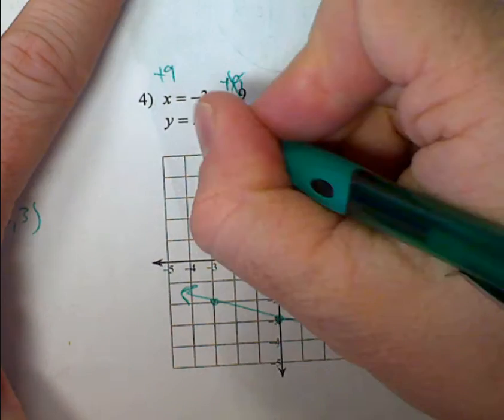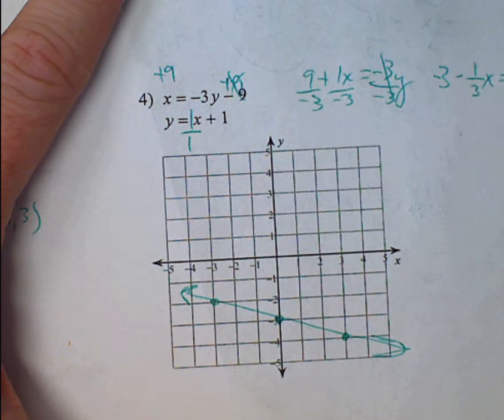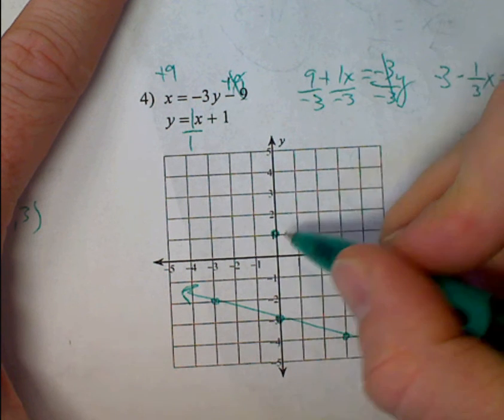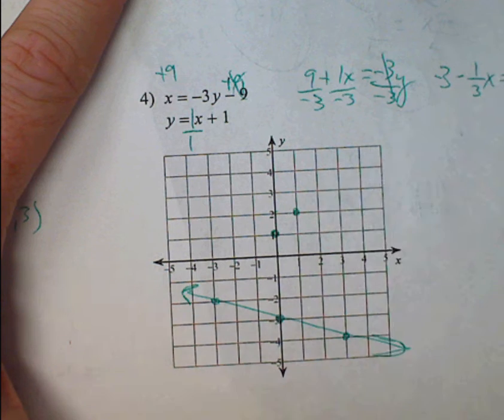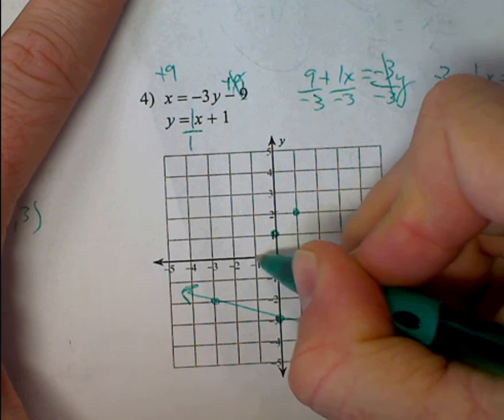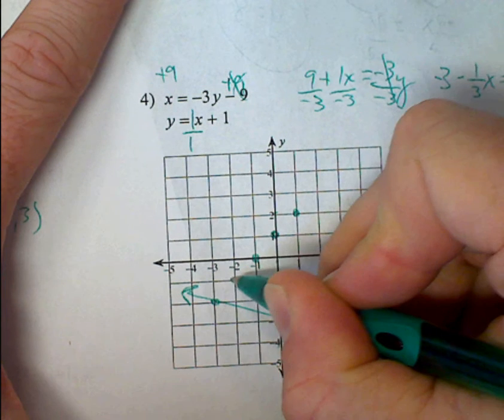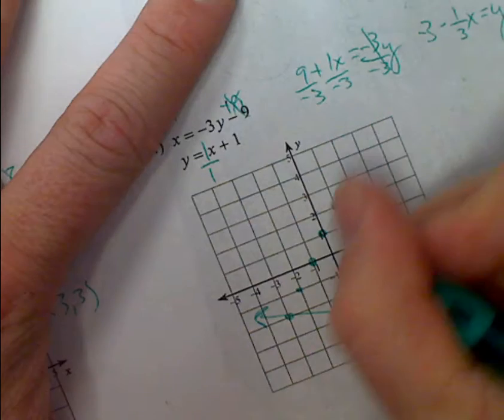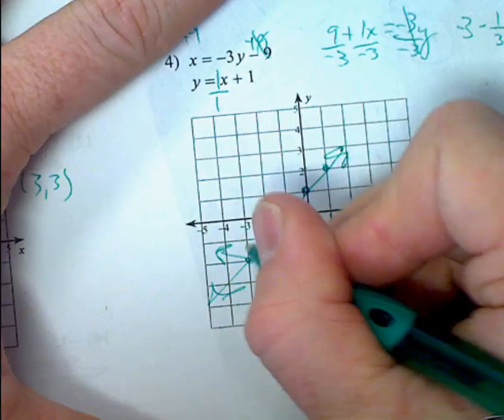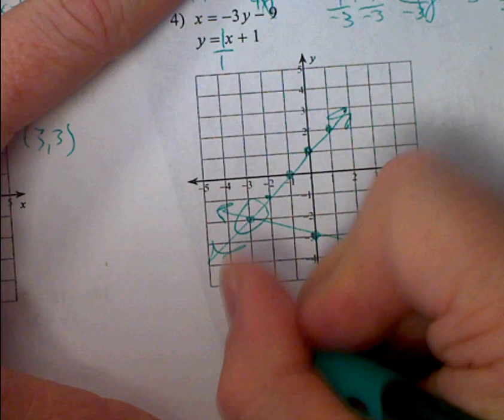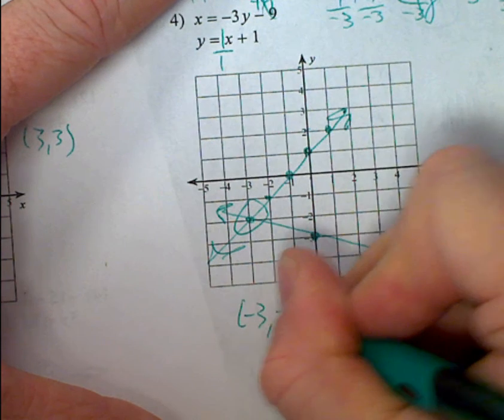Y equals 1 over 1x plus 1. I start at 1. I go up 1 over 1, or I could go down 1 over 1. There's my line. That's where they intersect. I am at negative 3, negative 2.